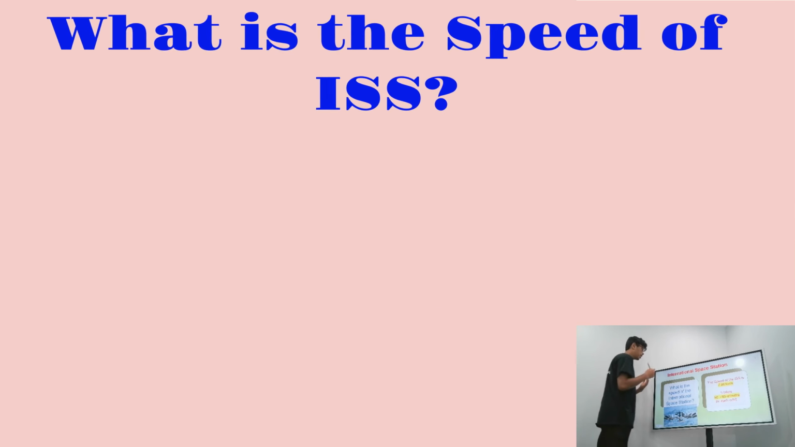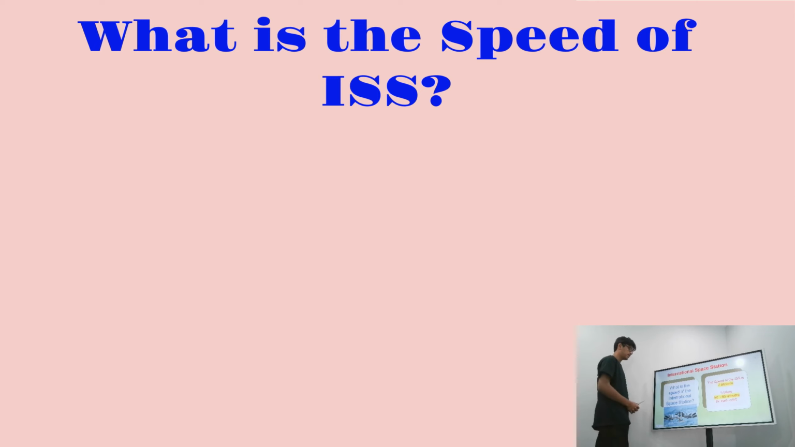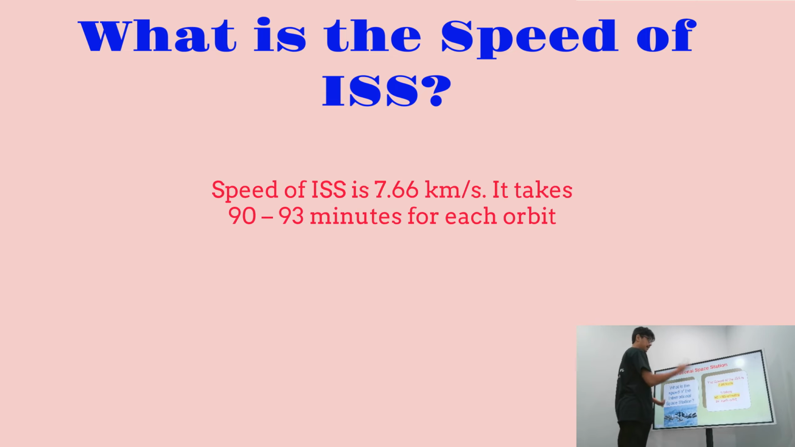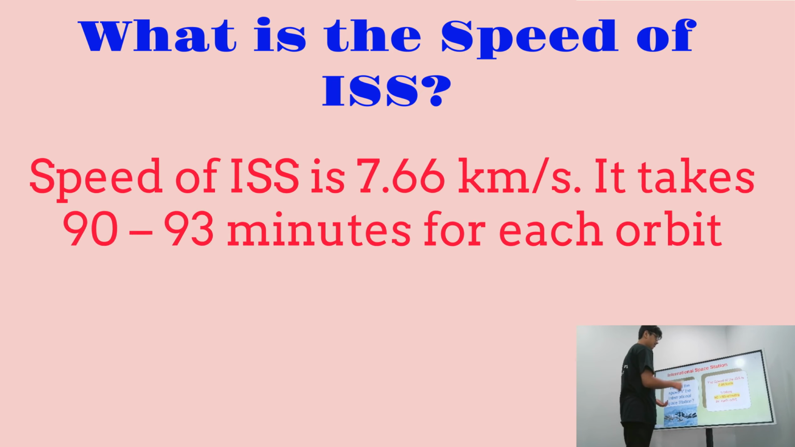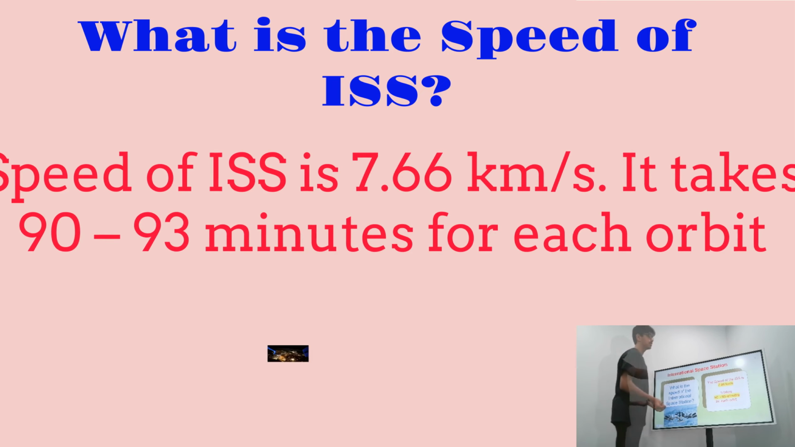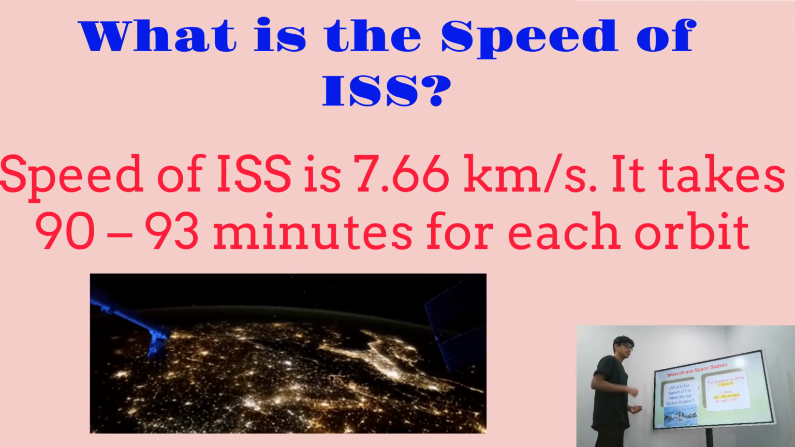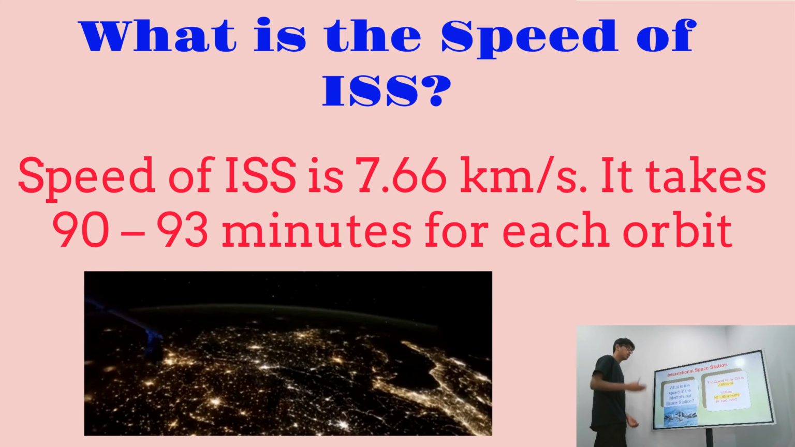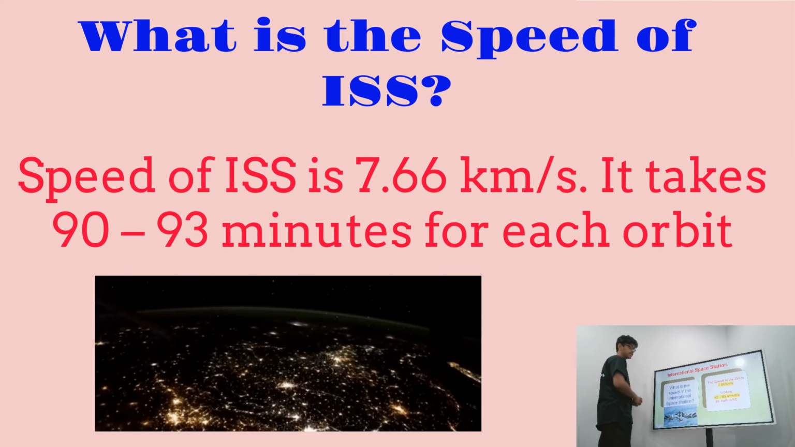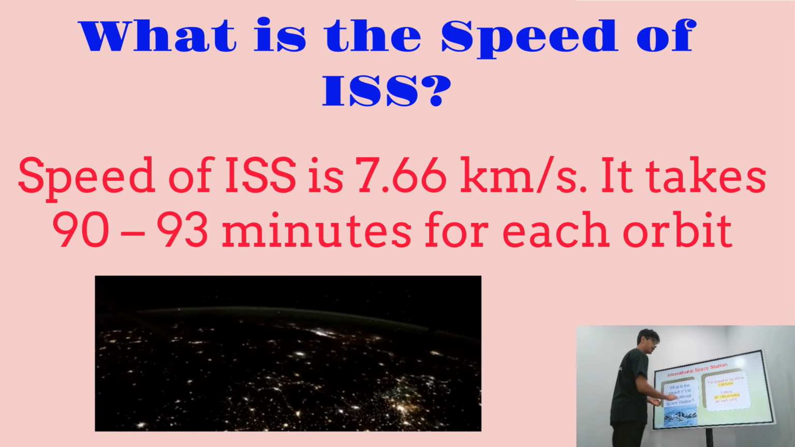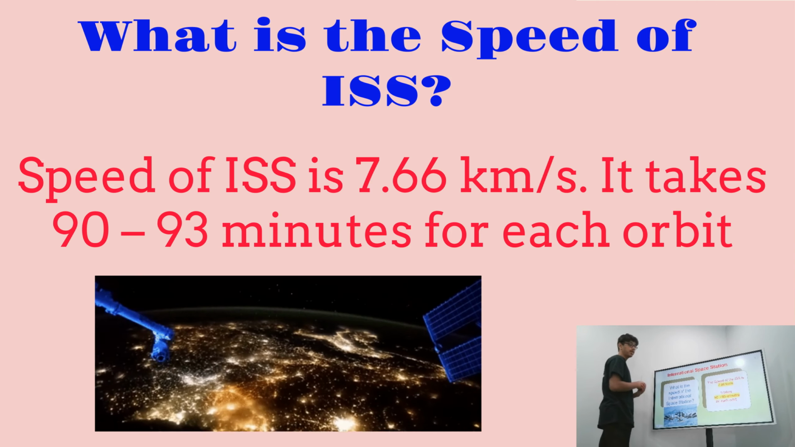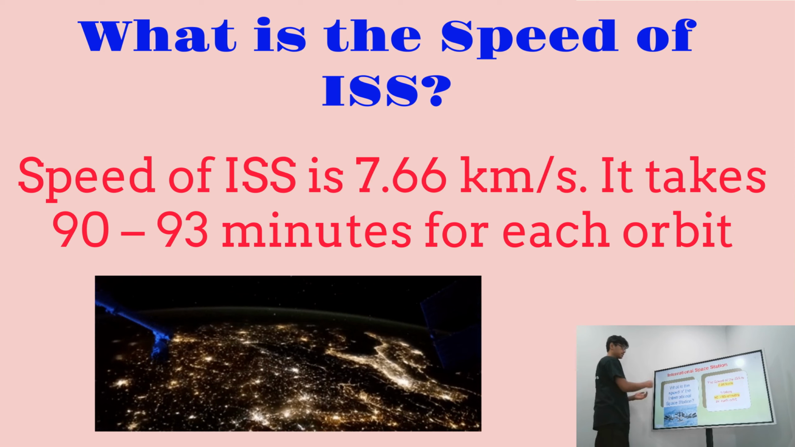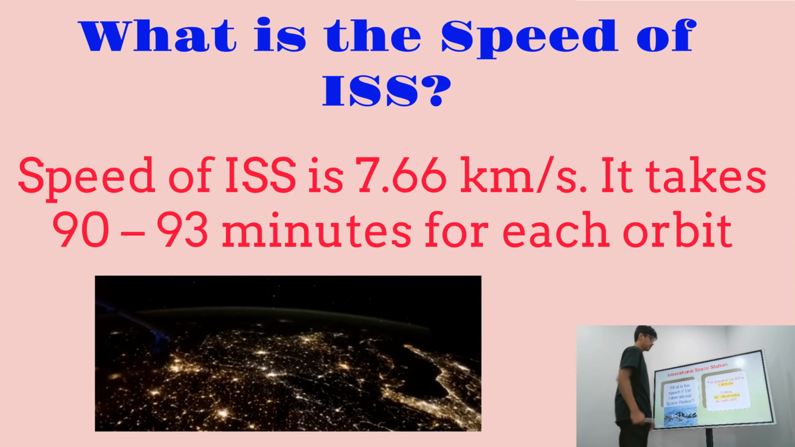So now let's cover the speed of the International Space Station. Since it's inside of low Earth orbit, it has to maintain a certain speed to stay in there. The speed the ISS has to maintain is 7.66 kilometers per second. As long as it goes 7.66 kilometers per second, it can remain in low Earth orbit, and that's basically how fast it goes. And it usually takes about 90 to 93 minutes for each orbit around Earth. So that's the speed of the International Space Station.